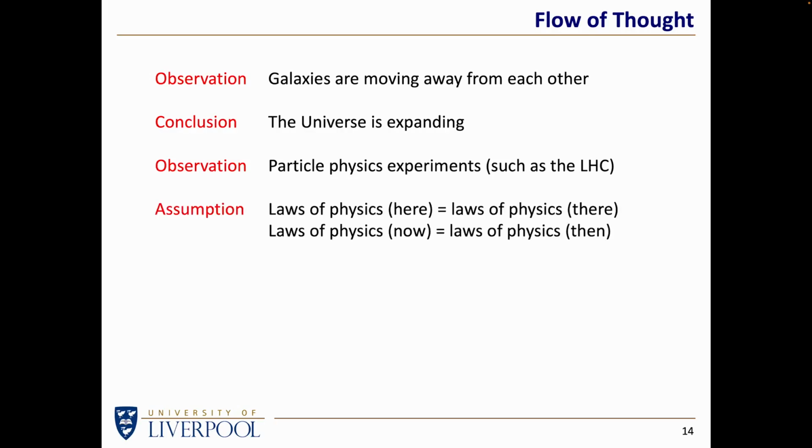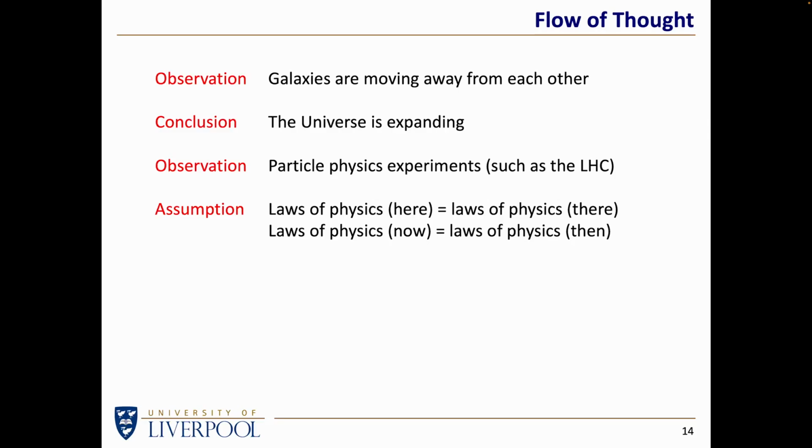We have to make some assumptions. And the assumptions we basically have to make are that the laws of physics in one place are the same as the laws of physics in another place. If the laws of physics in England were not the same as the laws of physics in Australia, we would have no chance of understanding the way things work. Similarly, we have to assume that the laws of physics don't change with time. The laws of physics now are the same as the laws of physics yesterday and are the same as the laws of physics will be tomorrow.